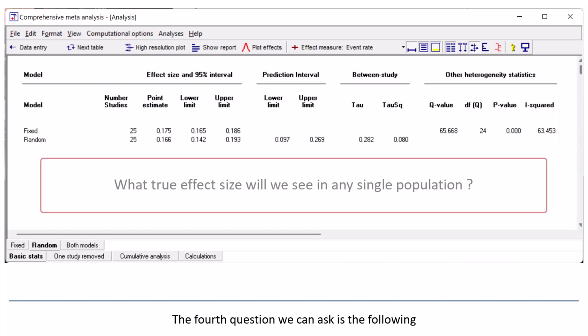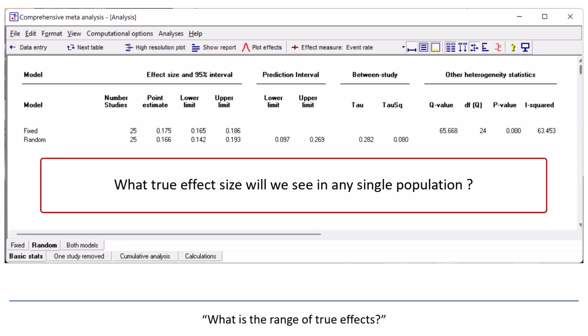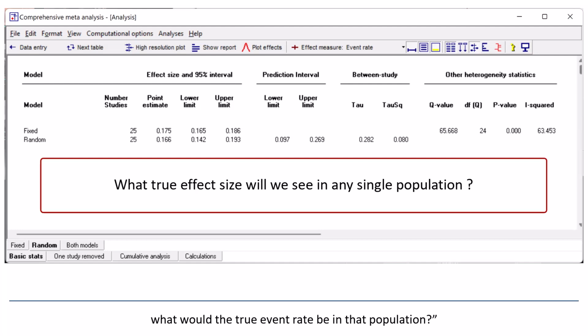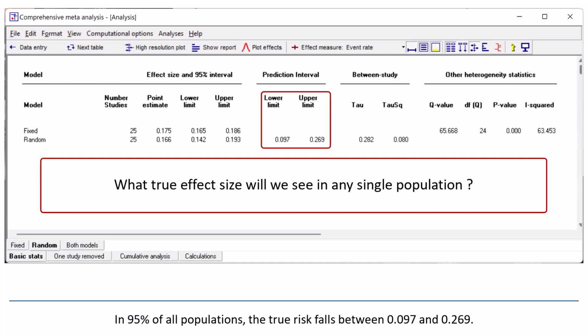The fourth question we can ask is the following. What is the range of true effects? Or, if I were to pick one population at random from the universe of comparable populations, what would the true event rate be in that population? That question is addressed by the prediction interval. In 95% of all populations, the true risk falls between 0.097 and 0.269. In round numbers, between 10% and 27%.